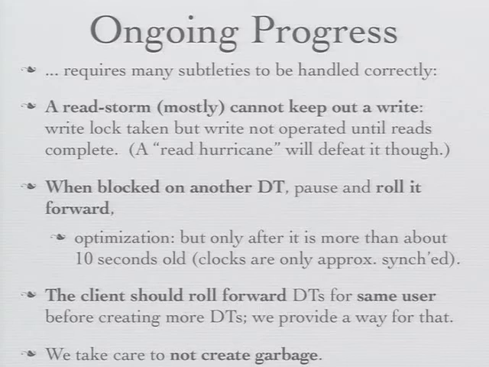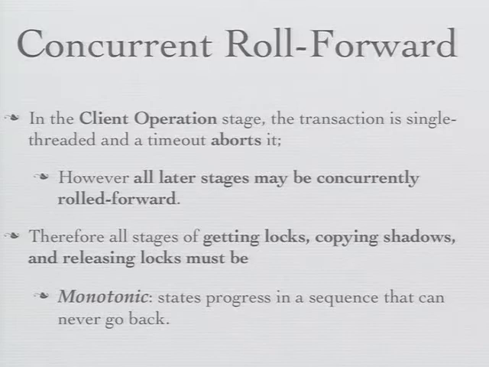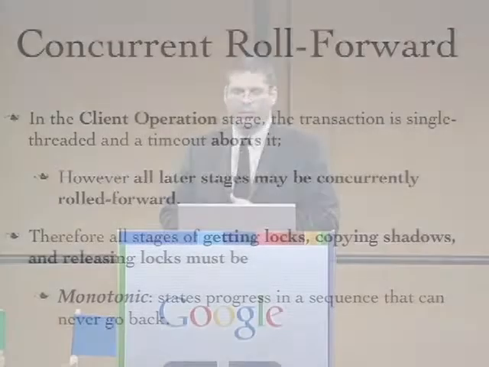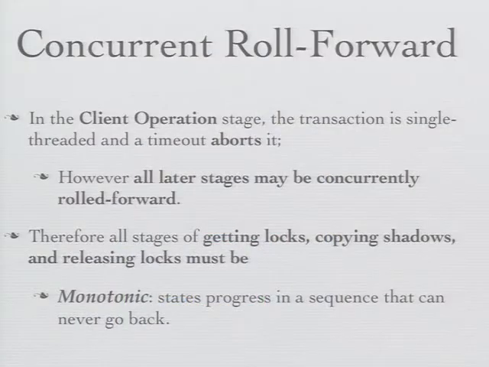Some of this I already talked about, rolling forward when you're blocked. We take care not to create garbage, which is actually kind of hard to do. I talked about concurrent roll forward. So when we're getting locks, we want to proceed. We want the state space of our distributed transaction to proceed monotonically through some big state space where there's only one path. So multiple threads rolling it forward won't matter because they're all going along the same path.